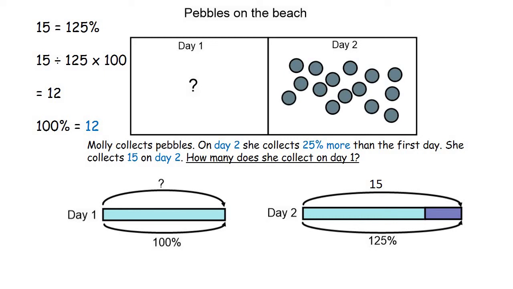People often think that it seems wrong to divide a smaller number by a much bigger number, but that is correct. Yes, you will get a decimal, because 1% is going to be a decimal number of pebbles, but then you multiply by 100 and that will give you 100%. Okay, let's look at another example.